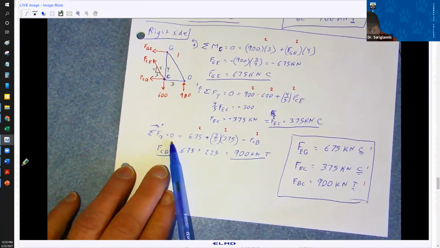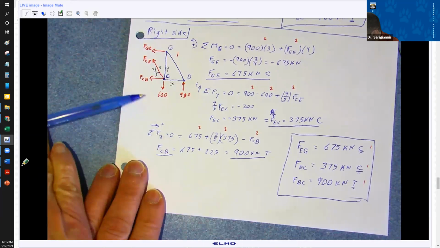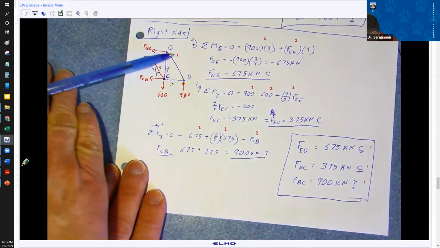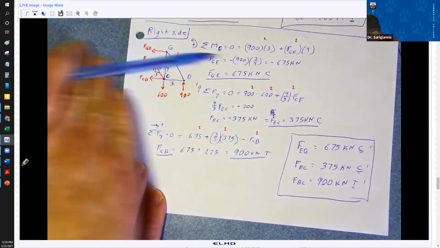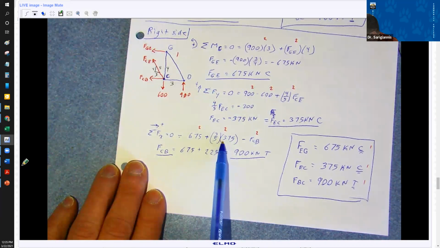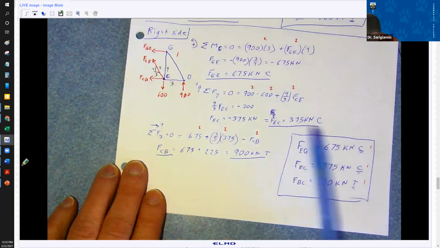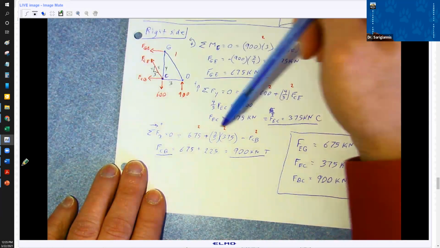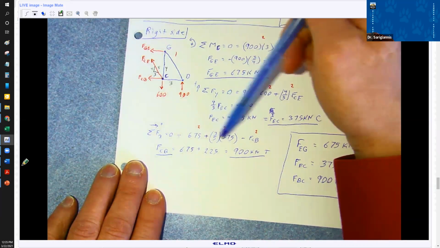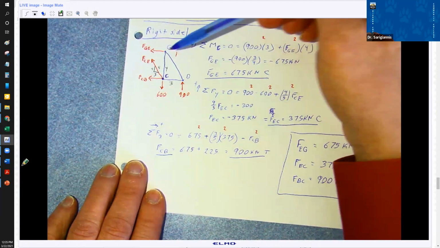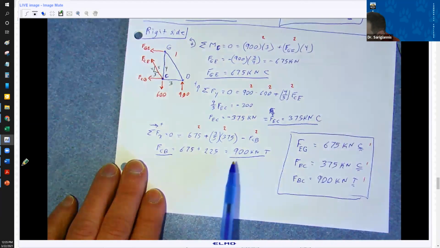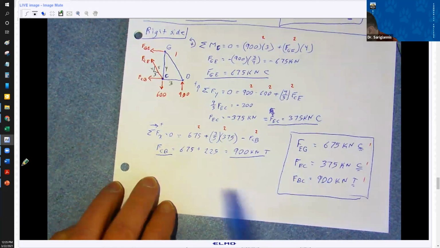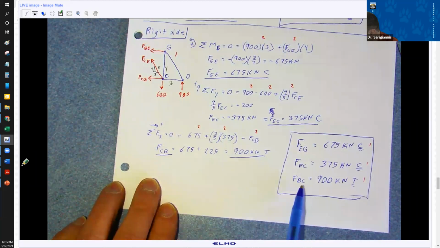And then sum of the forces in X equals 0. So now we've got the 675 from GE, which is compression, so that's a positive X direction. 3/5 of the 375, which we said was in compression, so that's acting down into the right. So that's a positive X, and then minus FCB, which is in that direction. And sure enough, we wind up with 900 kilonewtons, and that's in tension for BC or CB. This is the member, right?